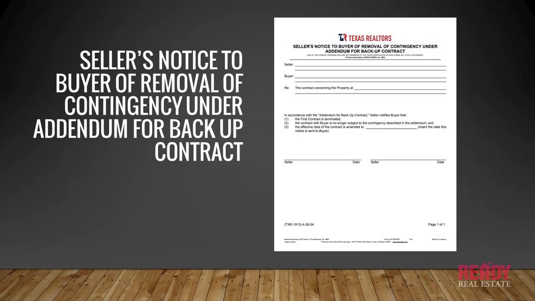If the first buyers elect to terminate, then the sellers will send the new buyers a notice to buyer of removal of contingency under addendum for backup contract, but this is covered in my video for backup contracts. So that's it, and hopefully this helps you fill out the addendum for sale of other property by buyer.